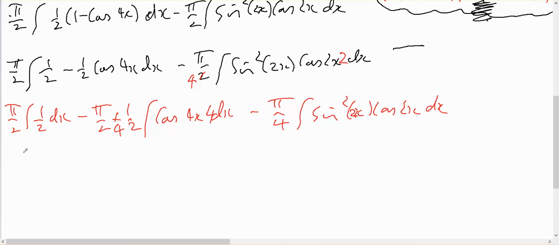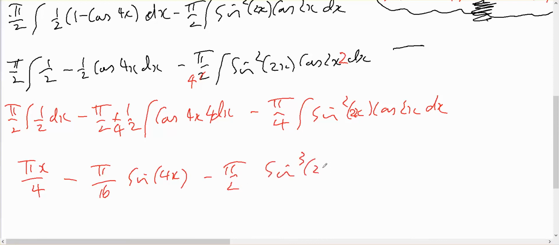So I've got the integral of a half is x on 2, so pi x on 4 minus the integral of cos is sine, and that will be pi on 16 sine of 4x minus pi on 2 sine cubed of 2x, all on 3, from 0 to pi on 2.